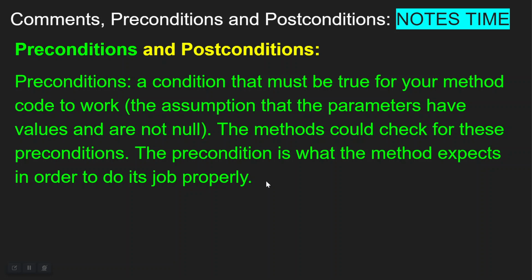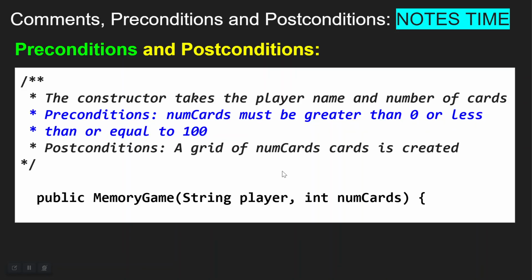It's anything that's tied to how the method works or what the constructor is doing, what parameters are being passed in, and basically making sure that they actually have the appropriate values. So again, for mine, num cards had to be greater than 0, and it also needed to be less than or equal to 100. Those are both preconditions that are important for num cards.